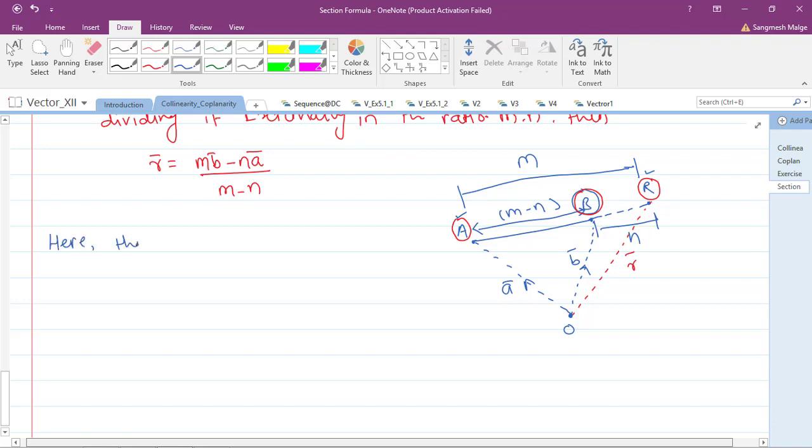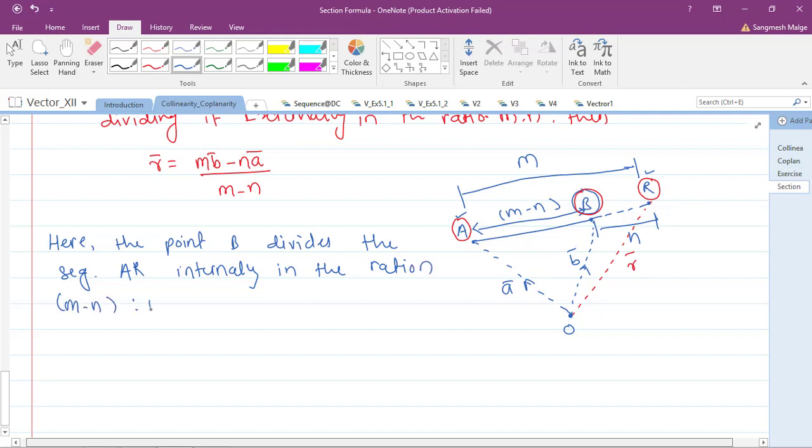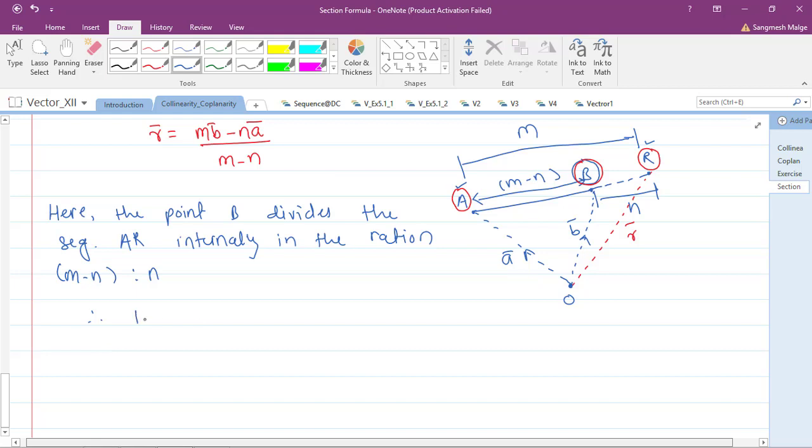Okay, the point B divides the segment AR internally in the ratio M minus N is to N. Therefore, with the help of theorem number 5, we can say that AB bar is equal to (M minus N) R bar plus N A bar upon M minus N plus N. See what I told you, go in cross: M minus N R bar and N A bar.